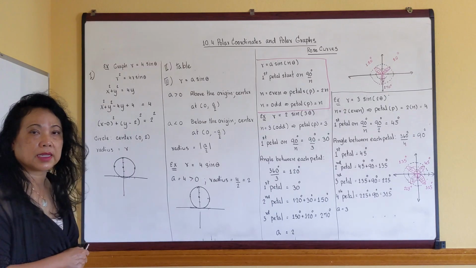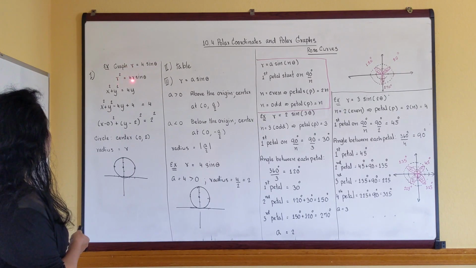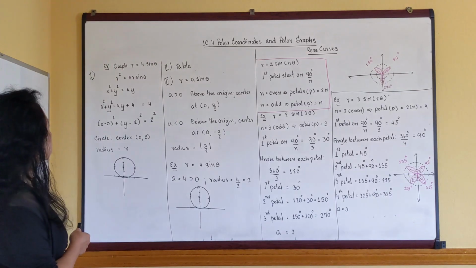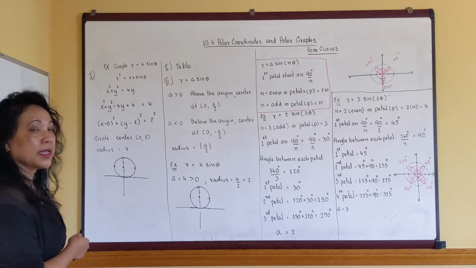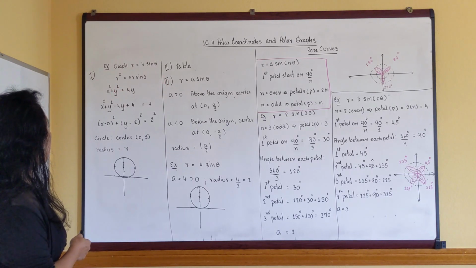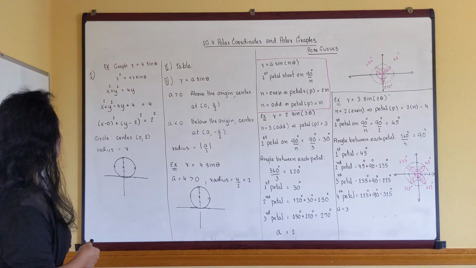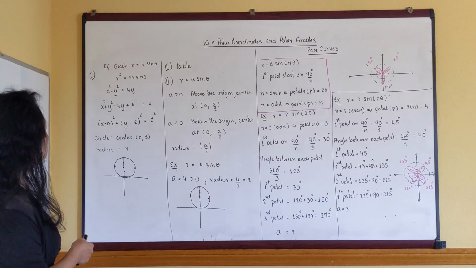I can rewrite it as rectangular coordinates. First step, I multiply both sides by r. So I have r squared equal to 4r sine theta. Again, r squared is x squared plus y squared, 4 is just 4, r sine theta is just y. And then I just move things around here. I subtract both sides by 4y, and then I add 4 to both sides.